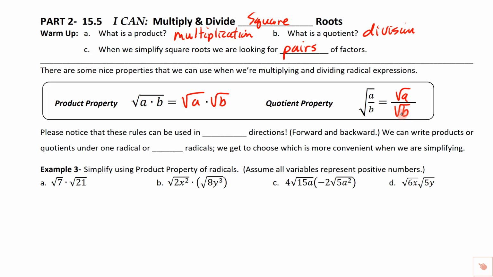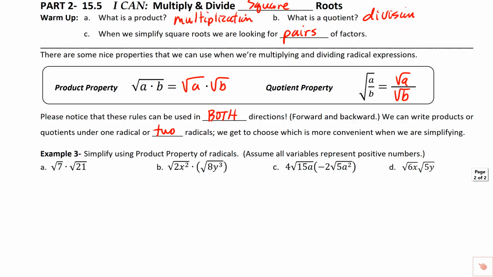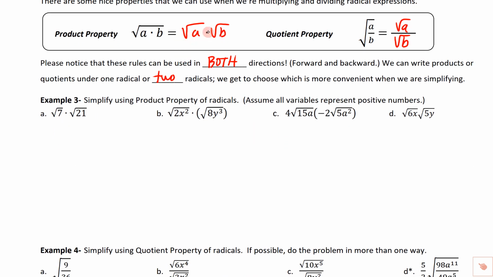Now, the important thing about this is we can actually use these in both directions. We can use these forward and backwards. So we can write a product or a quotient underneath one radical, if it's more advantageous to write it like this. Or we can write it under two radicals, as two separate radicals that we multiply together, or two separate radicals that we divide, whichever way is more convenient for us when we're simplifying these. Now, there may be some times down the road where you wouldn't want to simplify first. You wouldn't want to break them apart or something like that, but you can deal with those when you get there. So we're going to simplify using the product property of radicals.